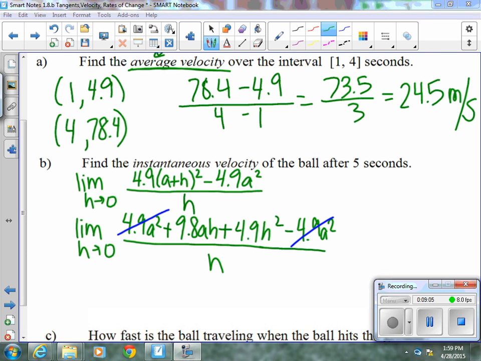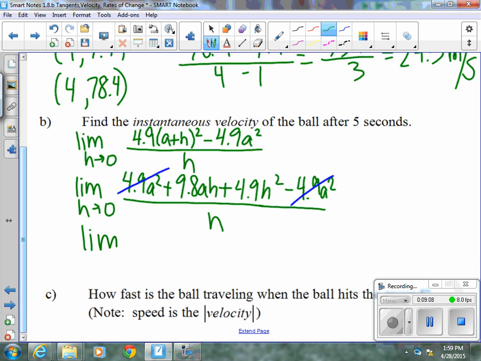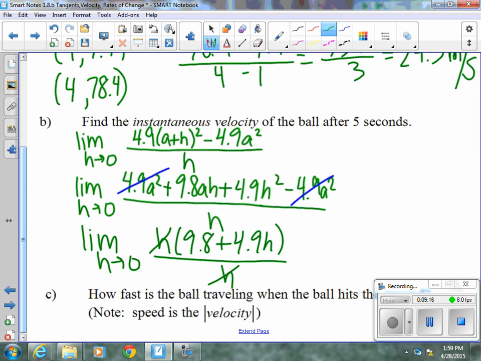With that h still in the denominator, we can factor an h out of the top and divide by h. Let me fix this, I left my a out of here: 9.8a plus 4.9h when we pull out an h. So our formula for slope, when we plug 0 in for h, is 9.8a. And this is our equation for slope.